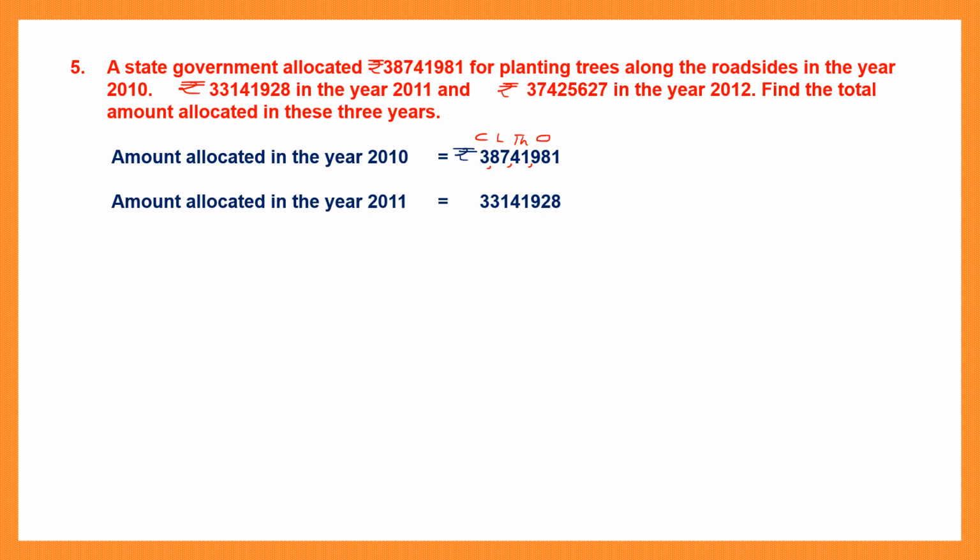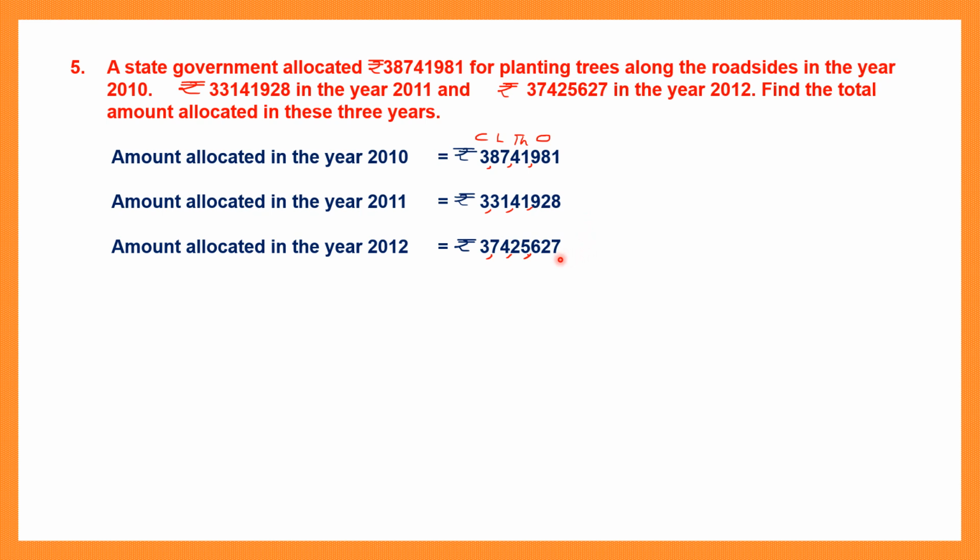Now in 2011 also there was a certain amount set aside, and how much is that? Again, let's place our commas. We have a comma here and one more comma. Let's read this. 3 crore 31 lakh 41,928. In the year 2012 also they had a certain amount set aside. Again, let's read this after placing commas. We have a comma here and here. So this is 3 crore 74 lakh 25,627. So in 3 years, these are the amounts.